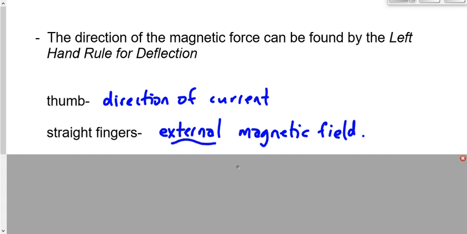The external magnetic field is not the magnetic field that was caused by the moving charge, but rather the magnetic field that was already there, the previously existing magnetic field. Maybe it's the magnetic field of the Earth, maybe it's the magnetic field surrounding bar magnets, whatever it is. It's not the one that's caused by the moving charges. It's not the Oersted. Remember that in 1819 Oersted discovered that moving charges generate magnetic fields? That's not the magnetic field we're talking about here.